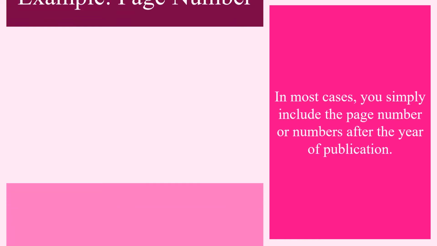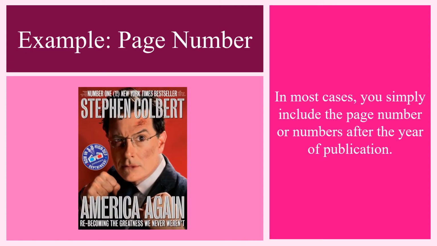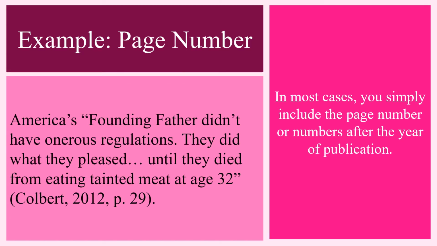In most cases, you simply include the page number or numbers after the year of publication. For example, let's say you've taken a direct quote from Stephen Colbert's monograph, America Again, Rebecoming the Greatness We Never Weren't. The quote might look like this: "America's founding fathers didn't have onerous regulations. They did what they pleased until they died from eating tainted meat at age 32." (Colbert, 2020, p. 29). And this is how the citation will look if you're quoting a page number.